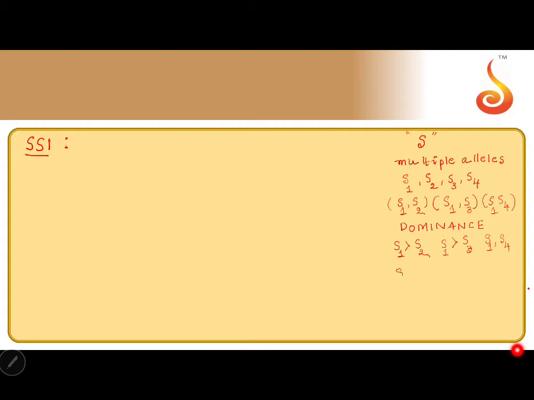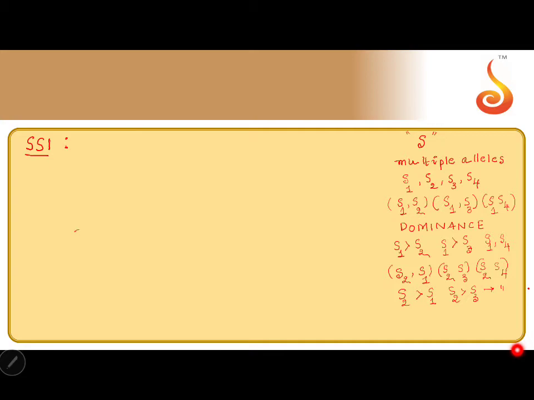Now if I write another combination, S2 S1, S2 S3 and S2 S4. In this case, whatever allele I write first is dominant over the other. Like S2 is dominant over S1. S2 is dominant over S3. So here also it is the same.